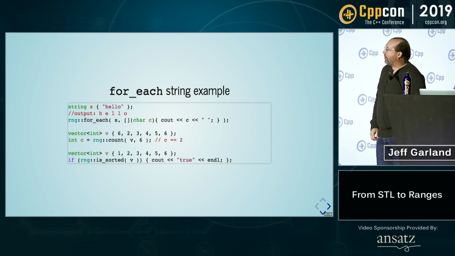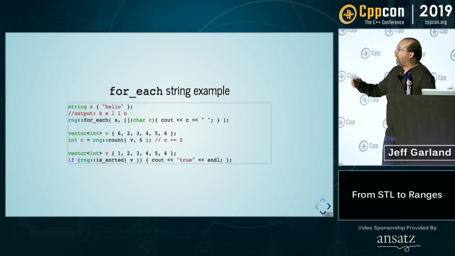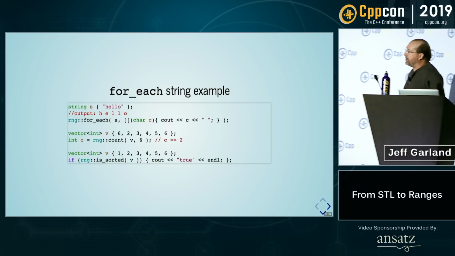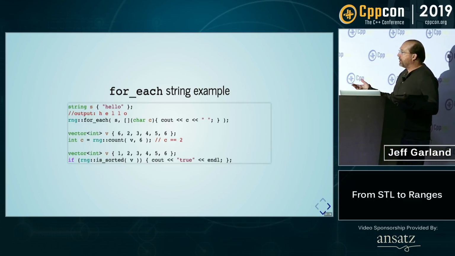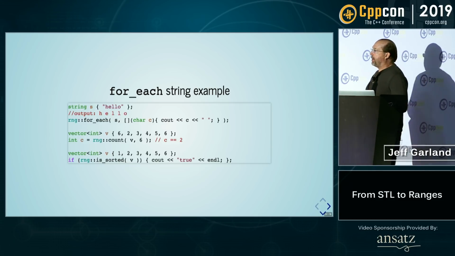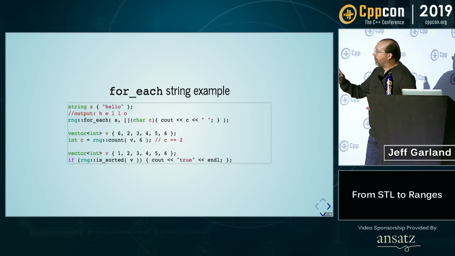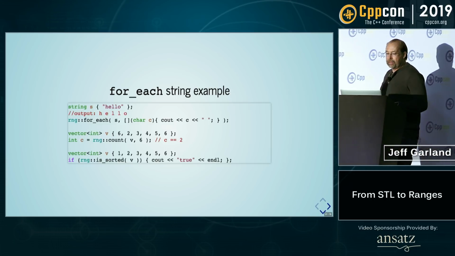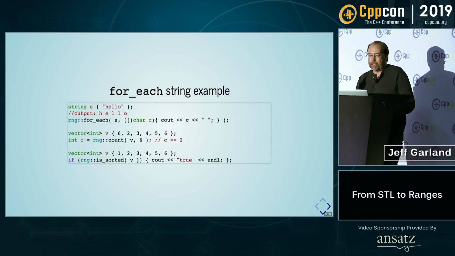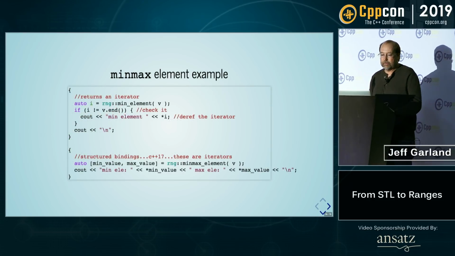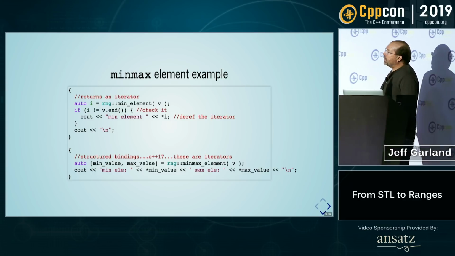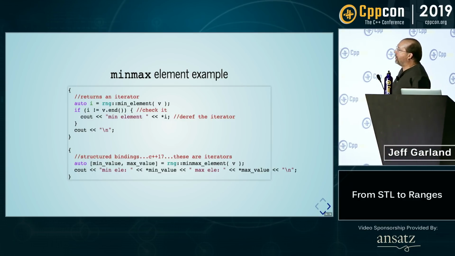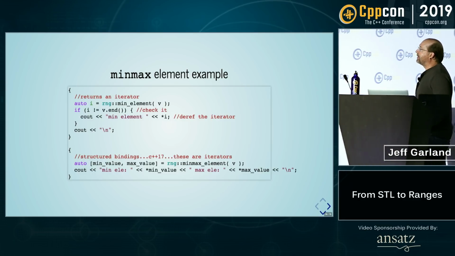The for each we've already seen an example of. The count on the second line is an example. Again, all you're really losing there is the begin and end on the count algorithm. Is sorted is another standard algorithm today. And again, the only difference is you're losing the begin and the end. Oh, and this example, which I forgot to fix.